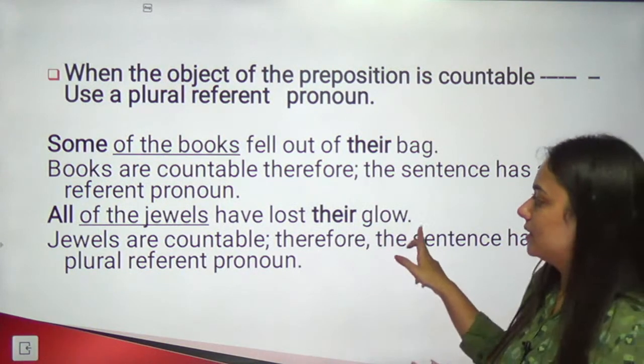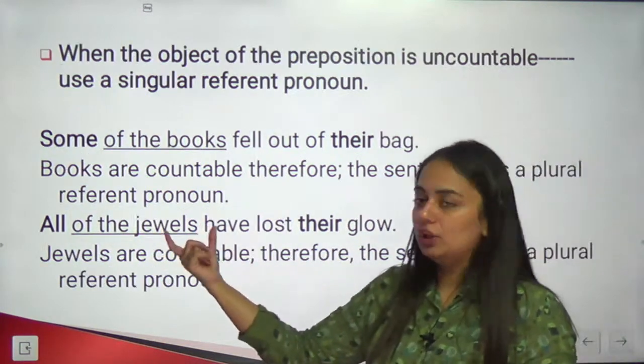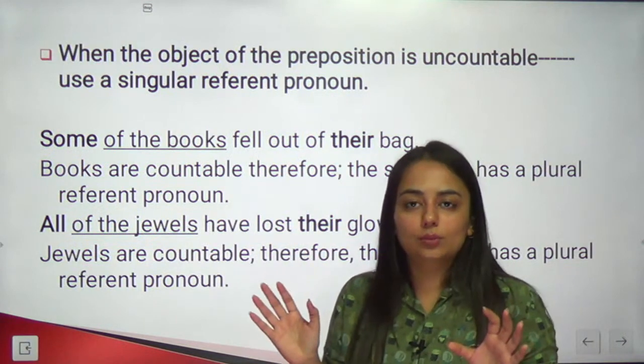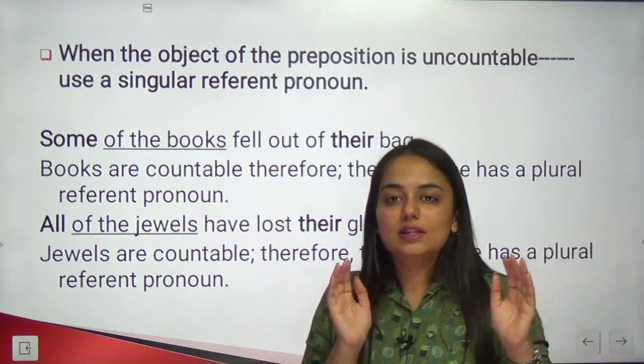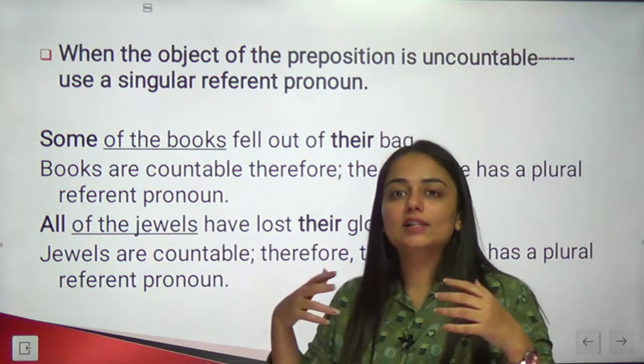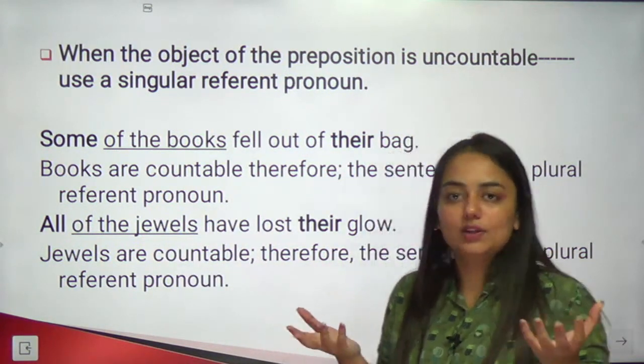So if I say, अगर इसकी जगह पे मैं बोलती jewelry, jewelry is uncountable. So in that case आप its use करते. All of the jewelry has lost its glow because you cannot count it.